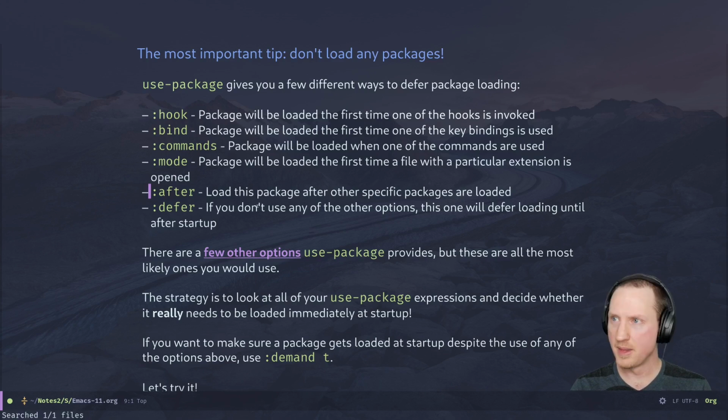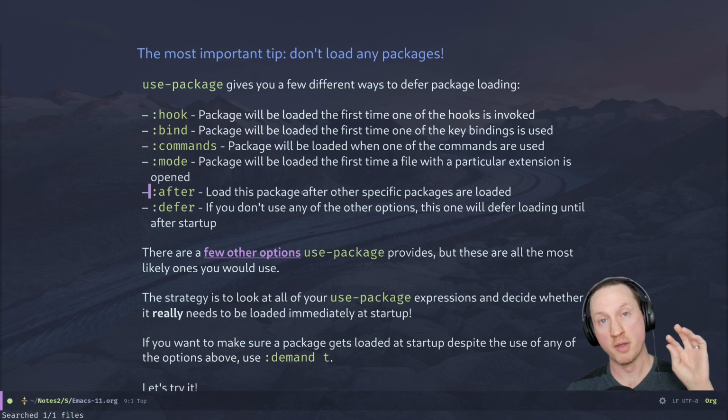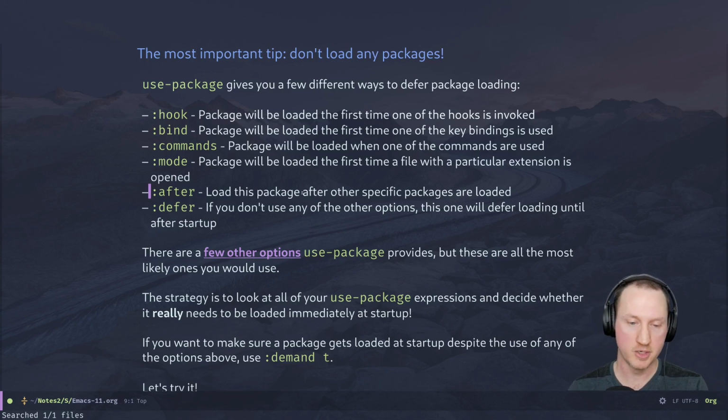All right. So I think that is enough right now, but there are a few other options that use-package provides, and you should go check out the README because there's some other things like magic file lines and stuff like that that are useful, but the things that we've listed here are the most common ones that you're going to come across. So we're going to show how to use these today to speed up the Emacs from Scratch configuration.